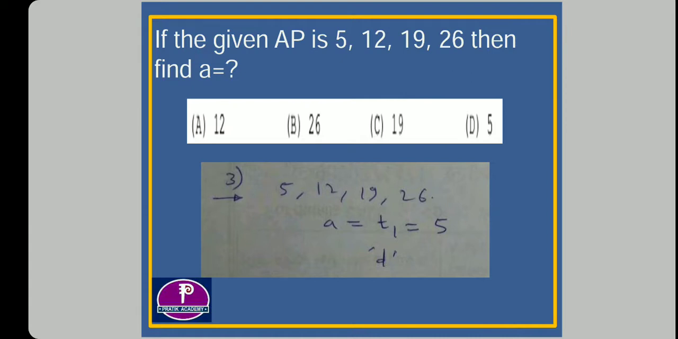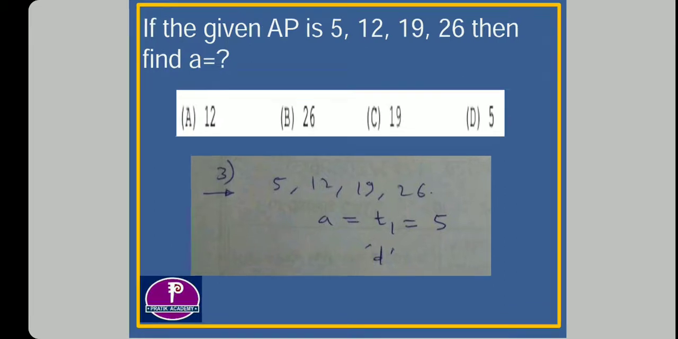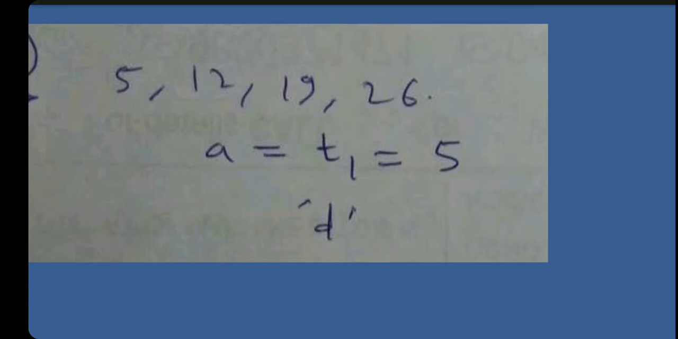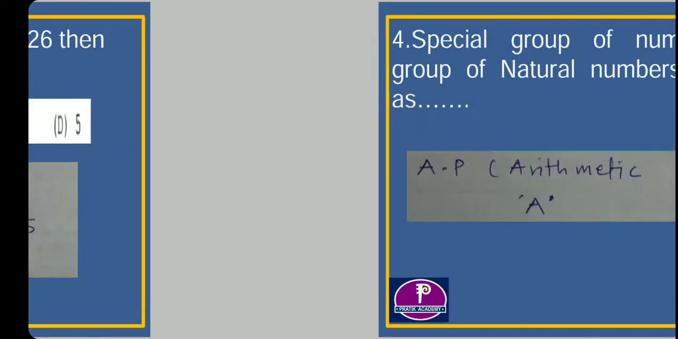Next, if the given AP is 5, 12, 19, 26, then find A. What is A? A means the initial term, that is T1. Here T1 is 5, so option D is correct one.